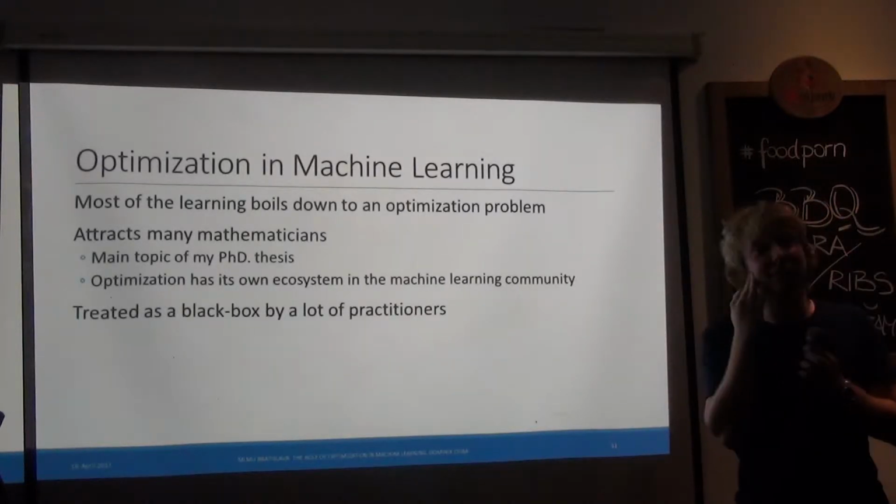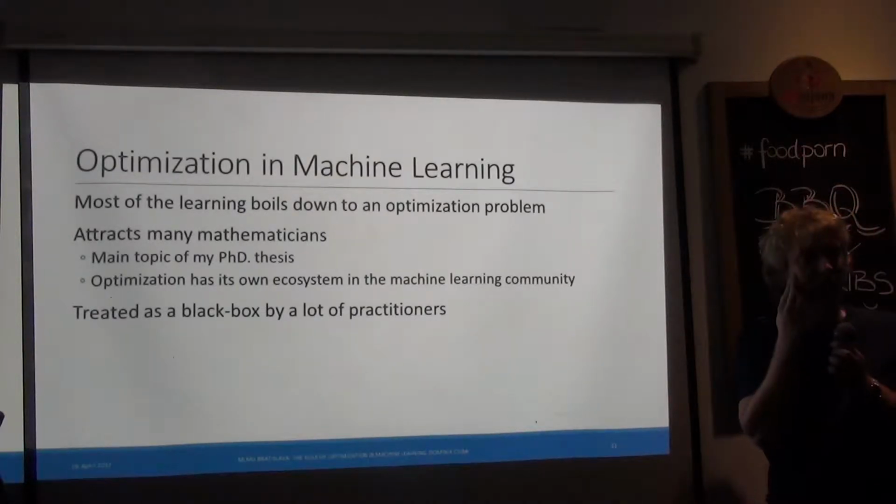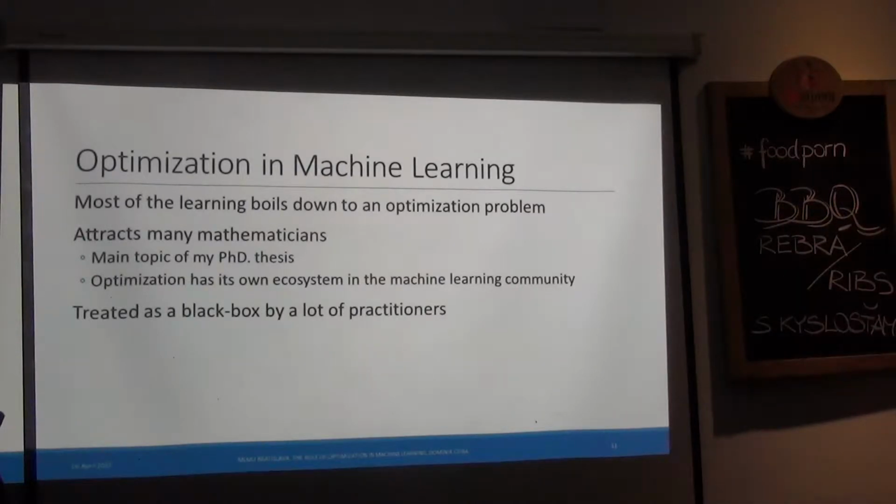But there is another perspective, and that is that if something goes wrong, actually it's important to understand the optimization part of the whole machine learning process.